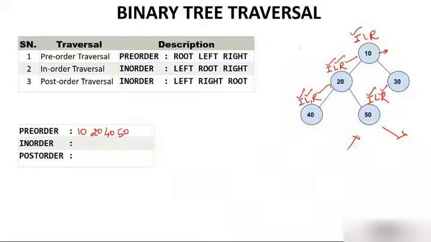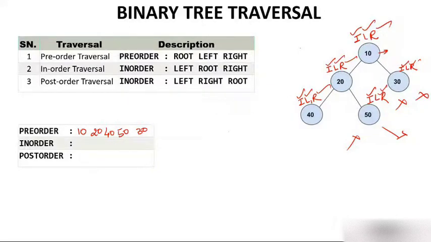Now we move up. We have completed info 10. Have we included this left? Yes, we have completed left also. Now we have to move right. We have reached this position. Now come info, left and right. What is info? 30. What is left? Nothing. What is right? Nothing. Fine. So again we move up. We have completed info. We have completed all the three parts. We have completed left and we have completed right.